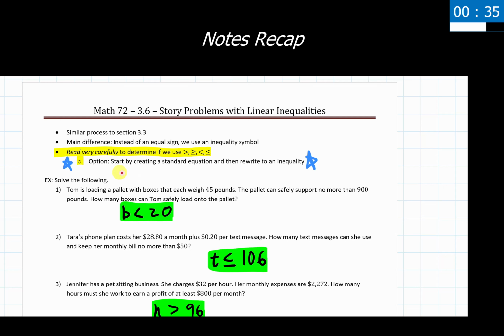We also went through setting up all, or I think a fair amount of these, using a standard equation and then rewriting them into inequalities. You do have the choice, if you want to, to just jump right into writing these things out as inequalities and skip this equation step. I merely wanted to highlight that this is an option that some people like to use as they're going through and setting these things up, but you're more than welcome to skip that and go right to inequality forms here. So that will do it for our story problems with linear inequalities.